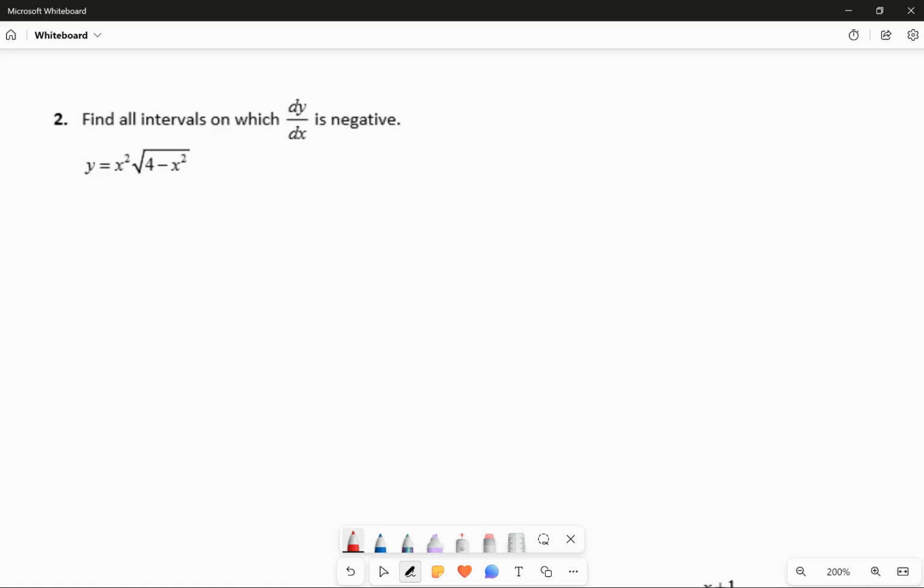In example 2 of 3.5, we are now going to look at intervals on which the derivative is negative. So same type of question, just instead of positive, we're looking at negative. But the equation's a little bit different here. We still have a product rule, and inside that product rule, we have some chain rule happening. But I want to talk about the difference of this equation here.